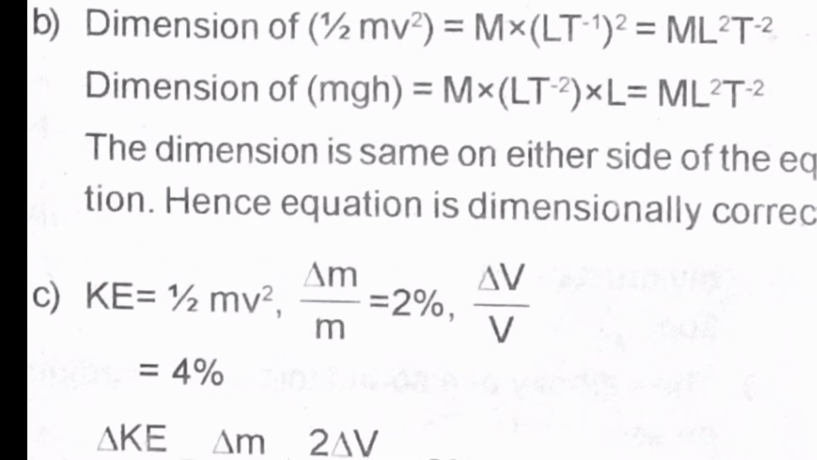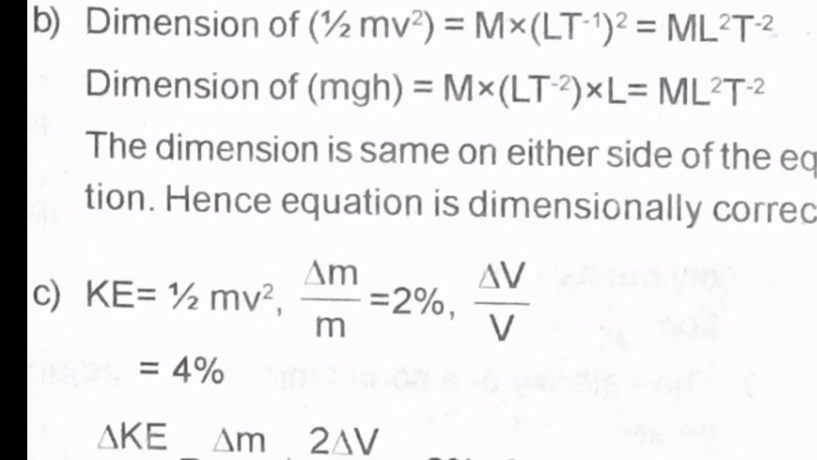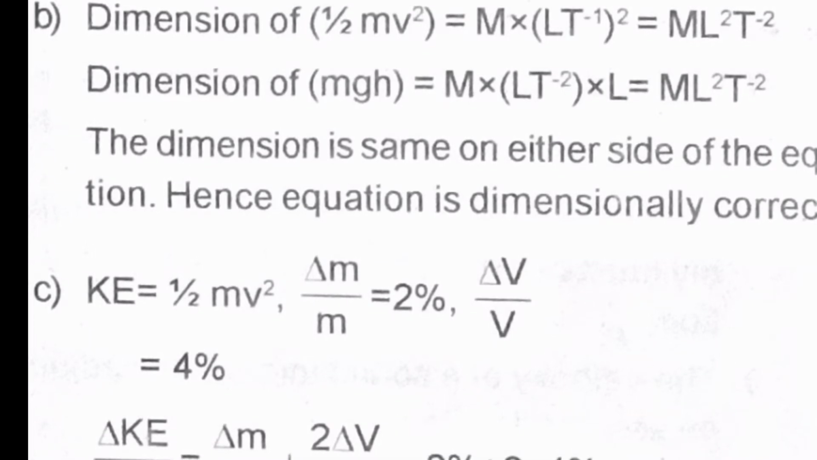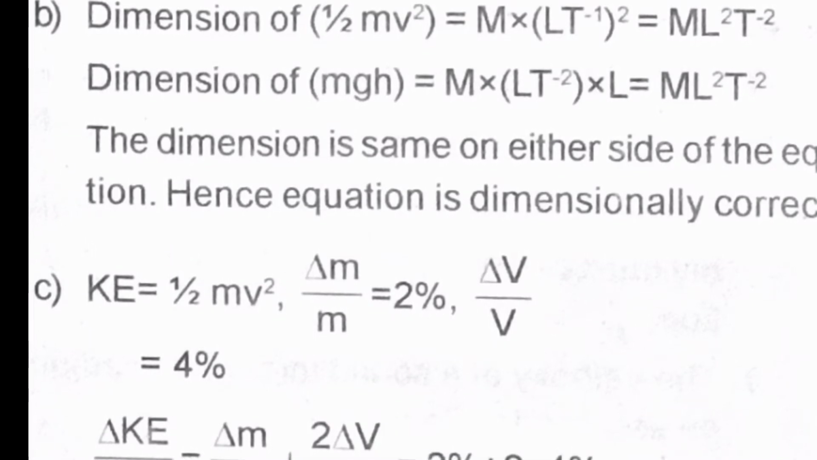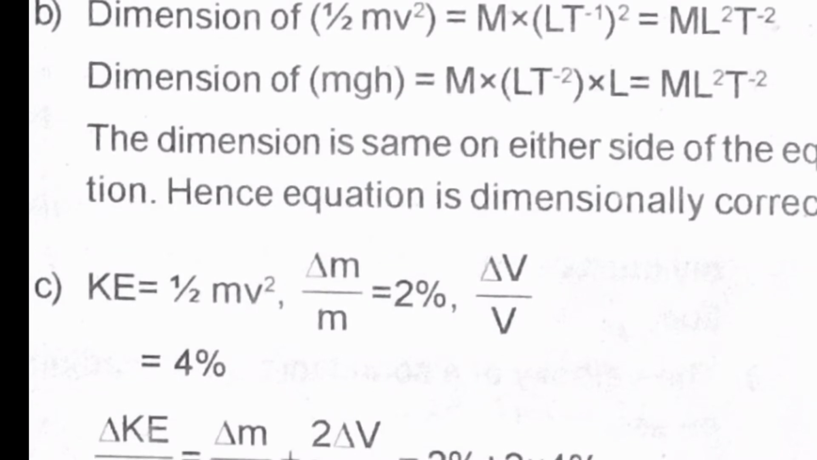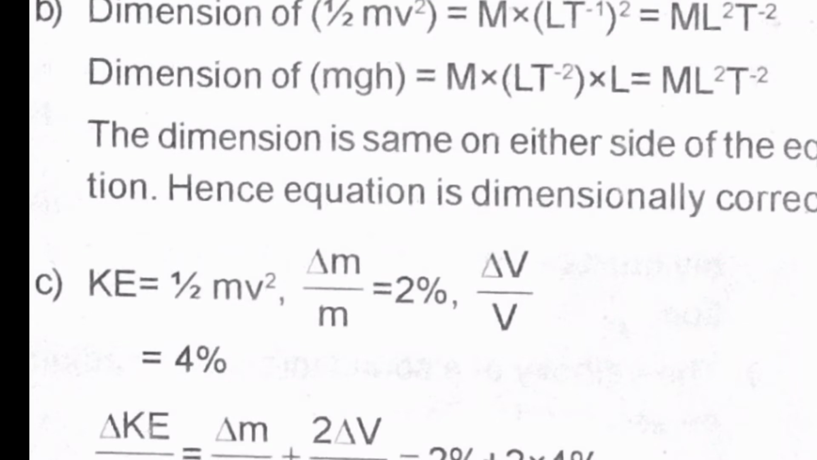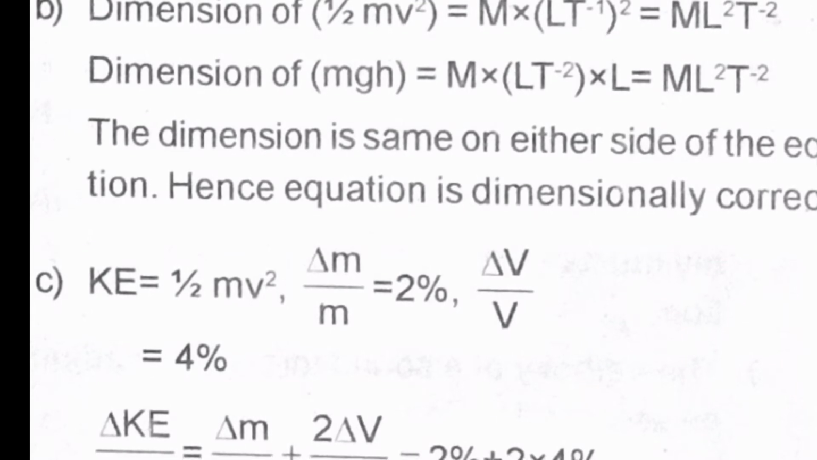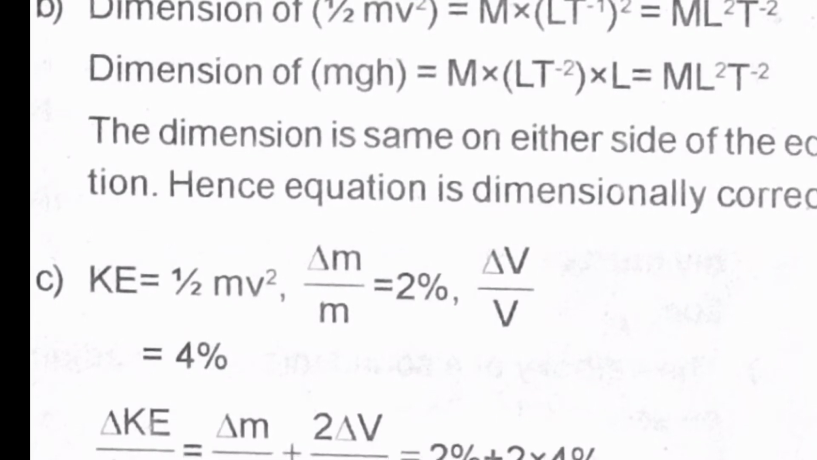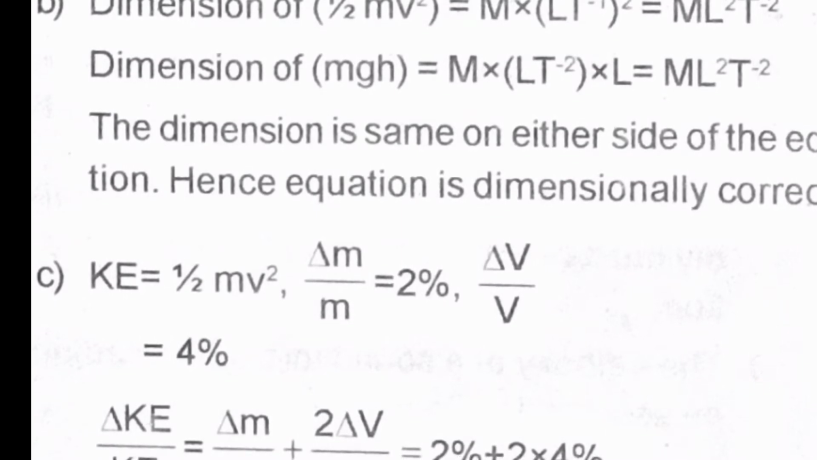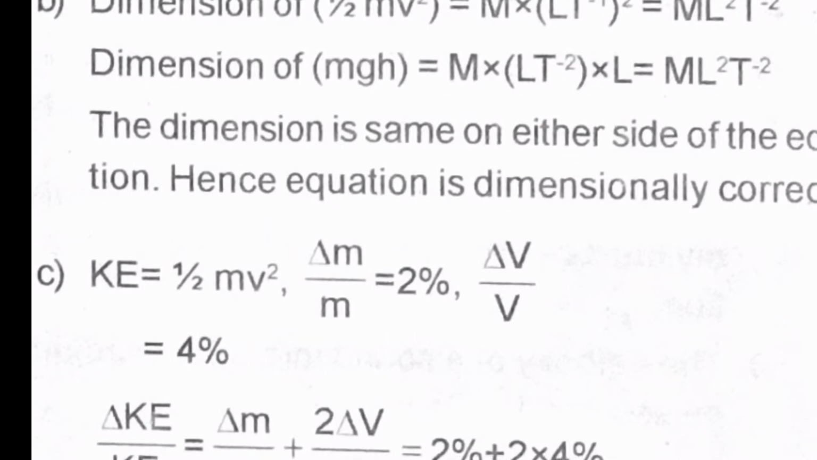Right, so the dimension of mass is m itself. Then g is acceleration due to gravity, that is velocity by time. So LT raised to minus 1 by T, that will be LT raised to minus 2. And h is again L. So what will we get? That will be m L square T raised to minus 2.